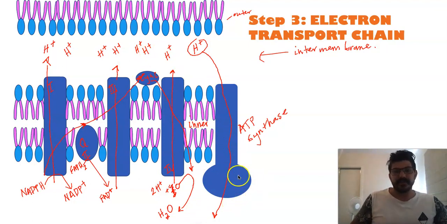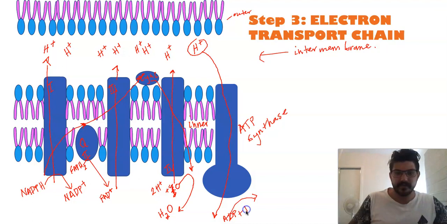We're going to end up with it coming through and spinning, getting some ADP plus Pi, and creating ATP.